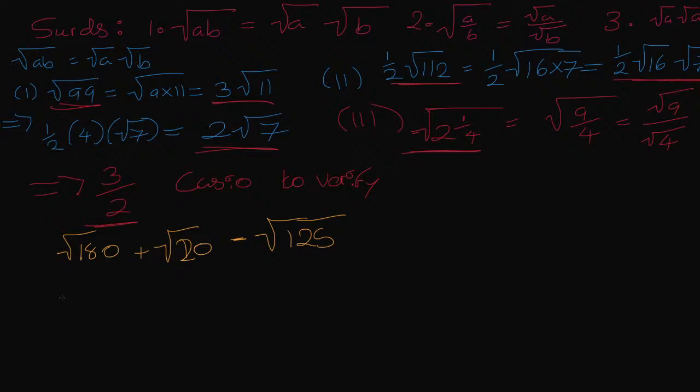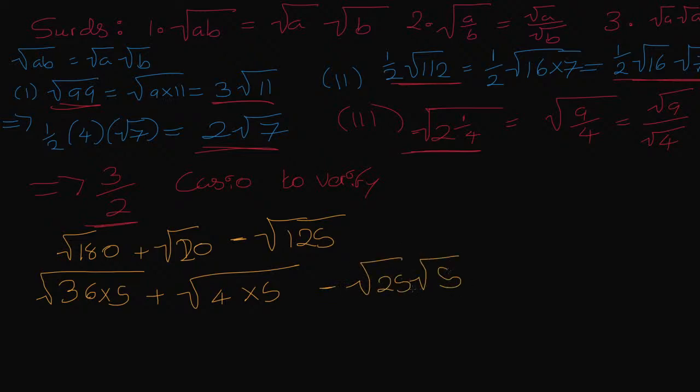Okay, so the square root of 180, well, for that we'd have 36 multiplied by 5, square root of 36 multiplied by 5, plus the square root of 4 multiplied by 5, then minus square root of 25 by the square root of 5. Okay, so that would be square root of 36 by the square root of 5 plus square root of 4 by the square root of 5 minus square root of 25 by the square root of 5. Alright, we can just simplify them down now.